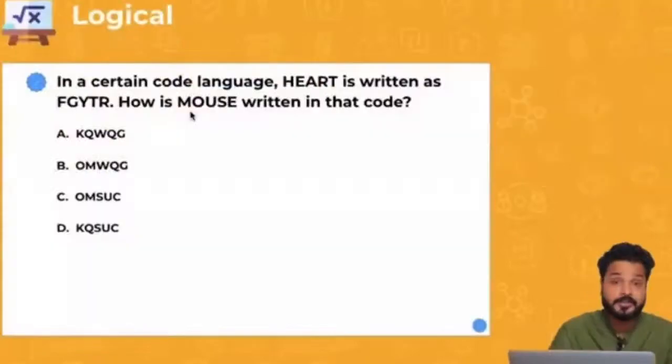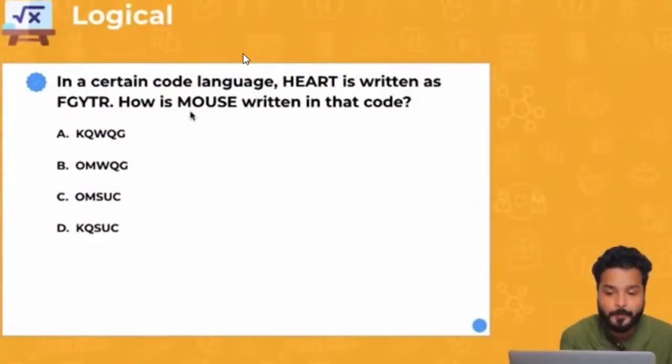Okay, so here's the first question on your screen, guys. A question from Coding Deductive Logic, which is also called Decoding. So it says, in a certain coding language, heart is written as FGYTR. So how would mouse be written in that code?